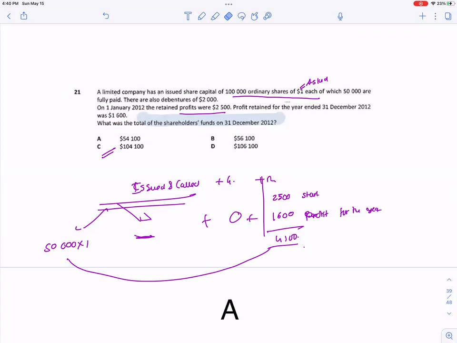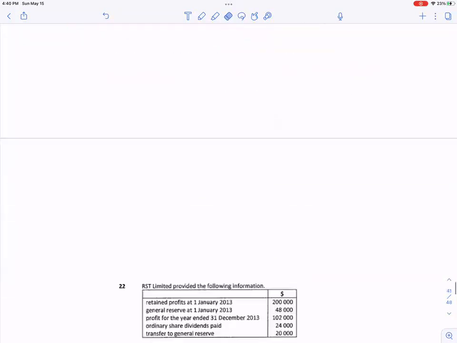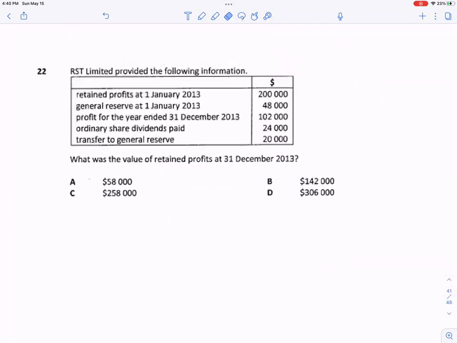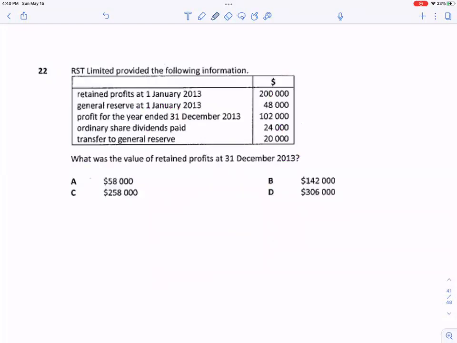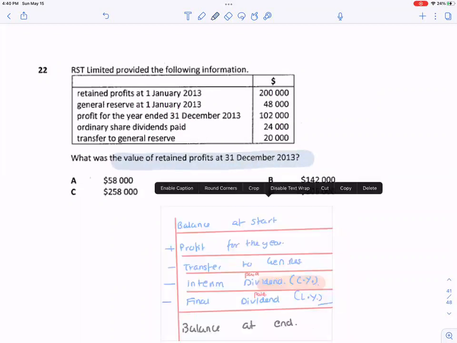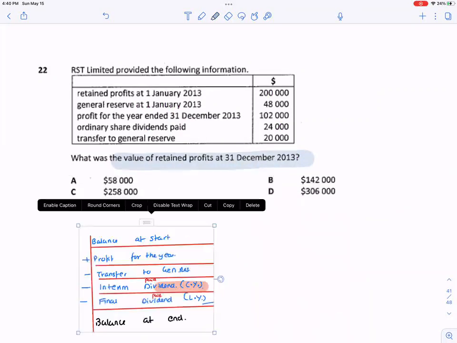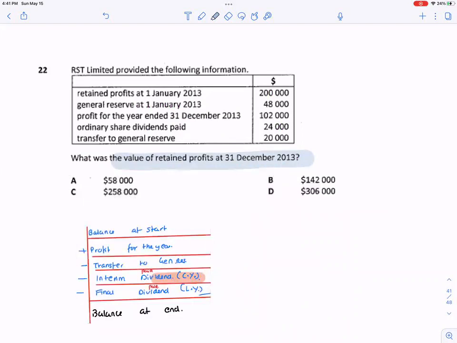Hello, are you all there? Yes, miss. I'm proceeding. But two, I want the answer from you. What is the value of the retained profits? Mostly you will get 2 MCQs for retained profit and 1 for shareholders funds.